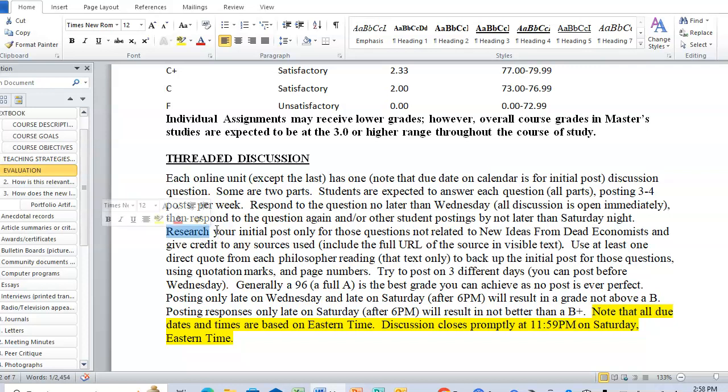We have two types of thread discussion questions. We have general thread discussion questions, which form units 1 and 2, and then when we get to unit 3, the thread discussion comes from New Ideas from Dead Economists. The first general question asks you to read an article or a couple of articles on directed donations and the sale of body parts, and whether those are ethical, and whether you can apply any terms and concepts from the book.